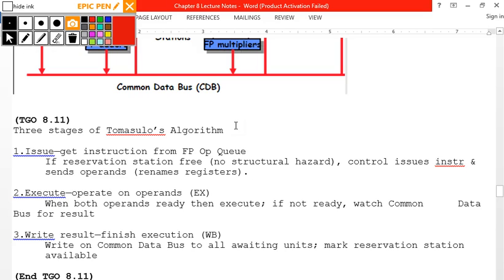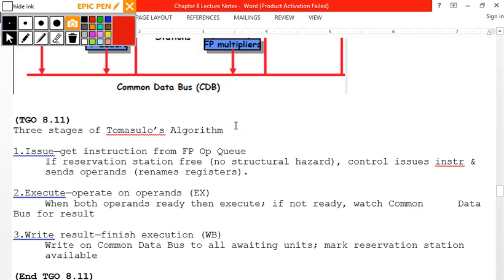And then 3, the write result, you want to finish the execution. You actually have to send the result over the common data bus to the place where you want to store the result. So, for example, if you're doing a load word instruction, you have to go to the data memory, get the information, allocate the common data bus to be able to write to the registers in order to update the register. If it's an addition, you have to use the common data bus to update the register that you're getting back from the integer or floating point arithmetic logic unit.